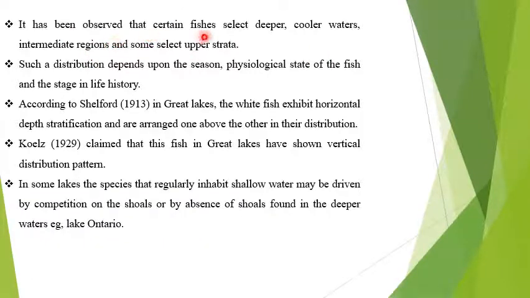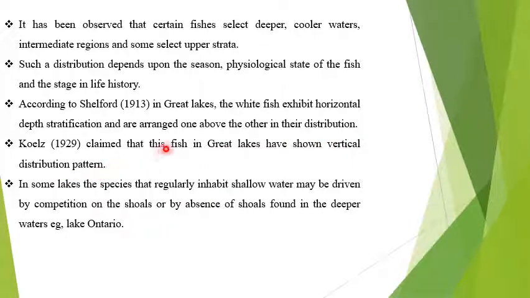It has been observed that certain fish select deeper, cooler water in the intermediate region, while some choose the upper strata. Distribution depends upon the seasonal physiological state of the fish and the stage of the life history. According to Shelford in 1913, Great Lakes whitefish exhibit horizontal depth stratification, arranged one above the other in the distribution, while Coilage in 1929 claimed that the fish in the Great Lakes show a vertical distribution pattern.